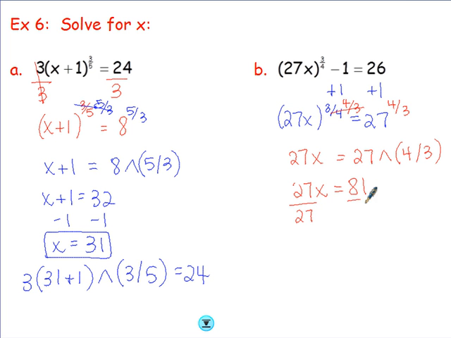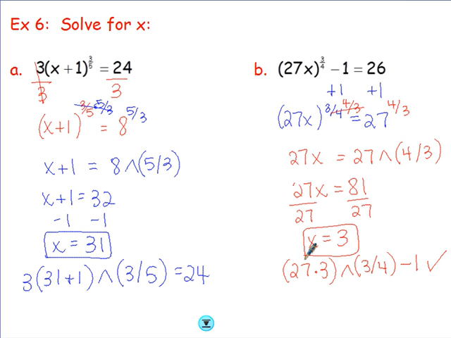Divide both sides by 27, and you get x equals 3. If you type the whole left side in your calculator, it would look like this. 27 times 3, close parentheses, exponent, parentheses, 3/4, close parentheses, minus 1. If you type all of that in your calculator at one time, you will get 26, which means this works, and this is a proper answer.